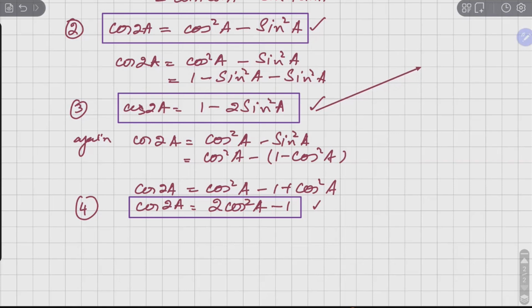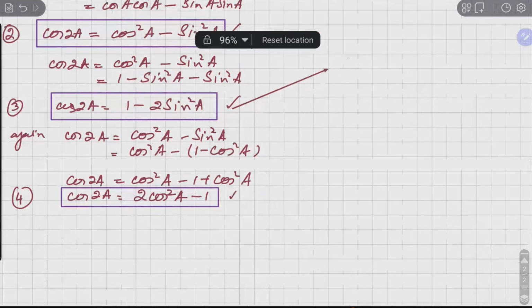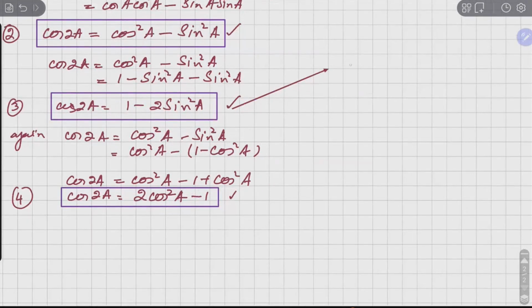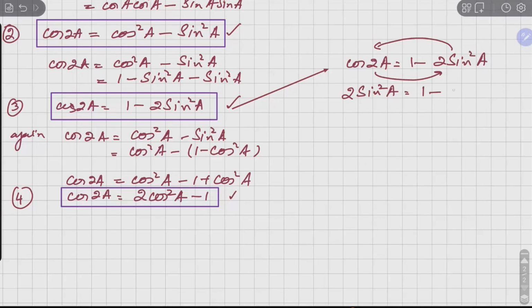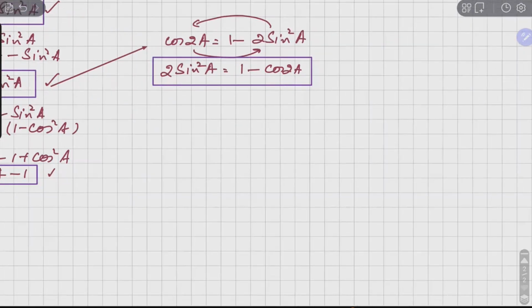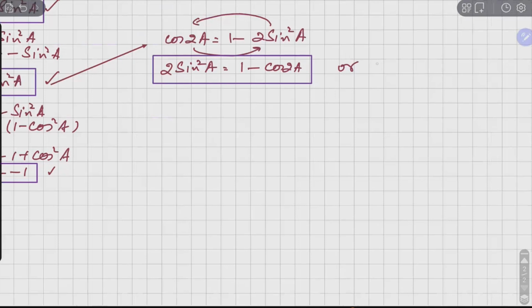Like if I want to make sine the subject, then I'll shift minus 2 sine. Like cos of 2a is equal to 1 minus 2 sine square of a. See, we take this here and this there. It becomes 2 sine square of a is equal to 1 minus cos of 2a. ये है जी फॉर्मूला. यही फॉर्मूला इस फॉर्मेट में भी दिया होता है कि आप इसमें लिख सकते हैं कि sine square of a is equal to 1 minus cos of 2a divided by 2.